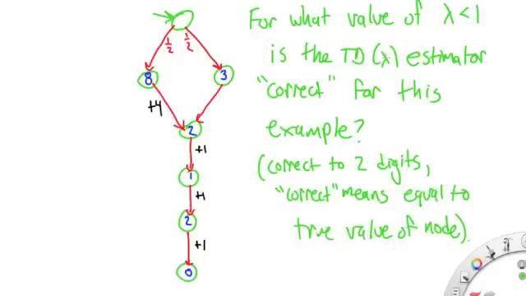Each different possible value of lambda here gives a different estimator for the value of the top node. If lambda is 1, the estimator actually returns the true expected value for the sequence of rewards. So for lambda equals 1, the TD lambda estimator is correct, meaning that it actually returns the real expected value. But for this example, there is one other value of lambda less than 1 that gives the correct estimator. So what I want you to do is find that value of lambda to 2 digits of accuracy.